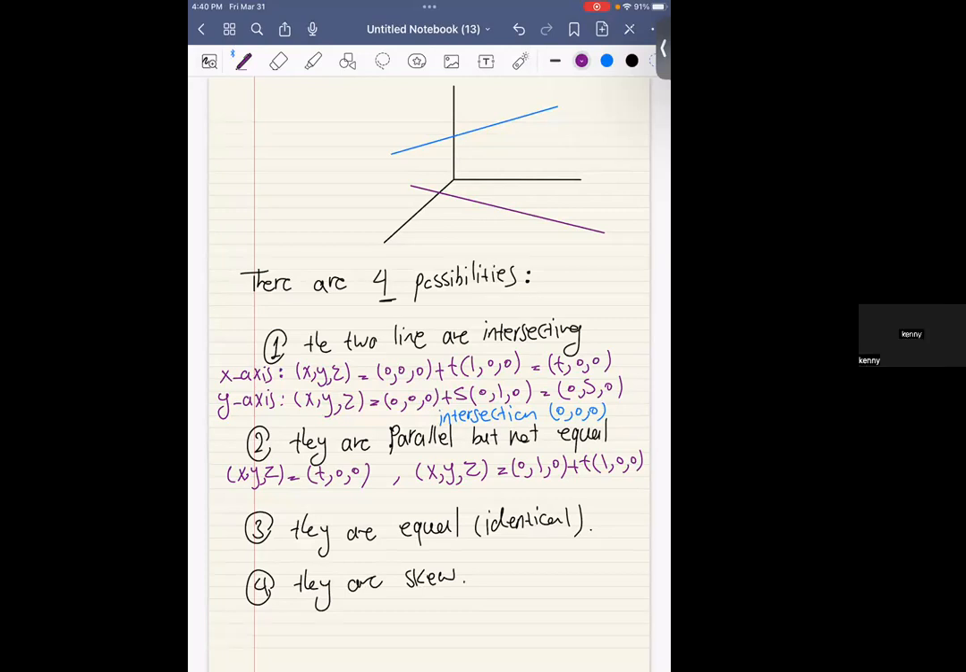Okay, thank you. So this line is parallel to the x-axis, but passing through the point (0, 1, 0). So it's (x, y, z) equal to (t, 1, 0). These two lines are parallel, but not equal, because they don't intersect. But they're parallel, because they both have the same direction.